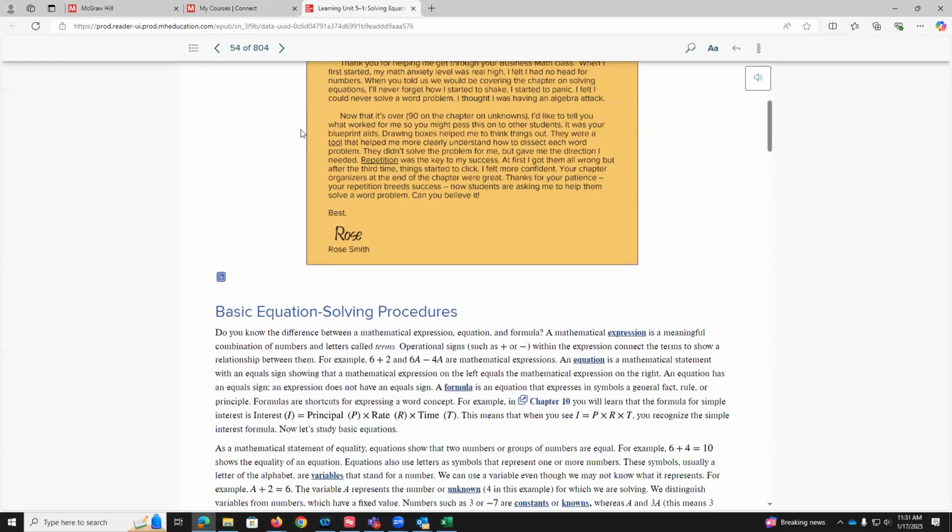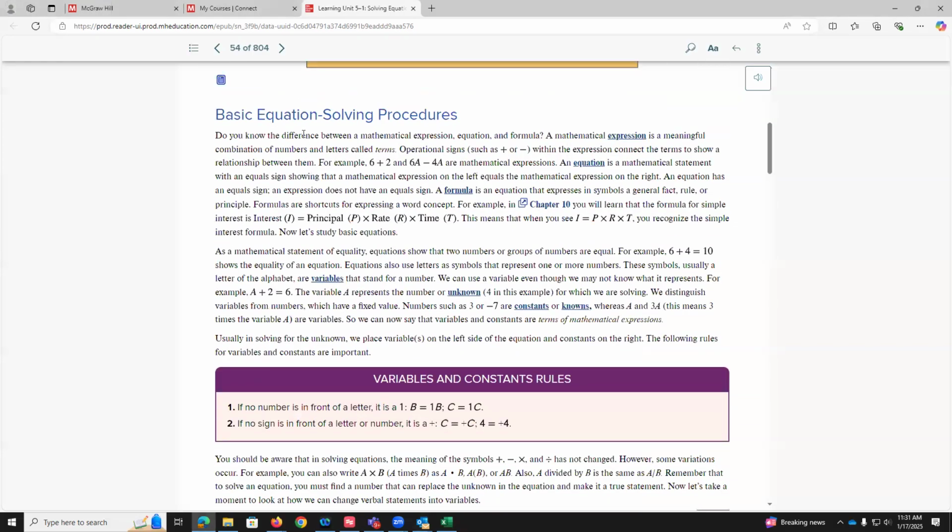All right, so I'm going to scroll down just a bit. We're going to talk about the basic equation solving procedures. Now, if you're like me, you don't remember what you did in high school math, and that's okay. We're going to talk through it today, and hopefully it'll refresh or remind you of some of those things that you learned in the past. And if not, that's okay. What I always tell people is the more you repeat things in business math, the easier it becomes for you to sink it into your brain.